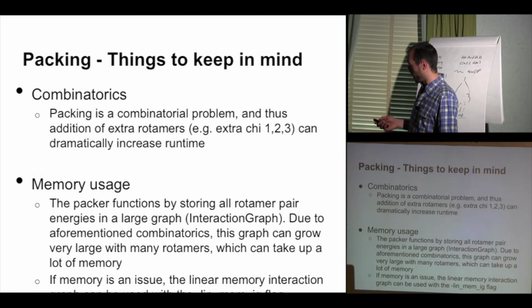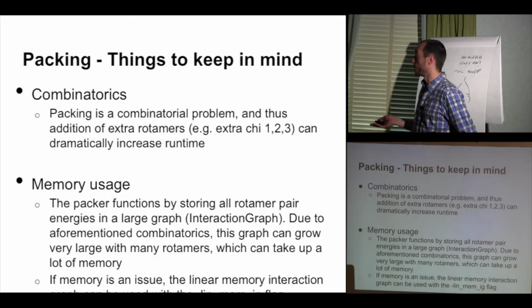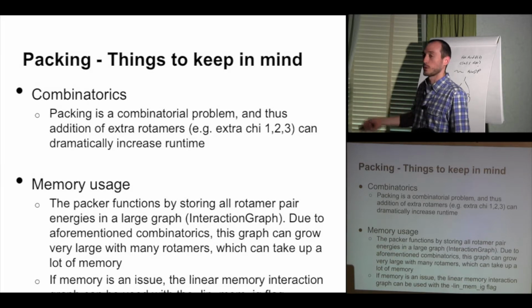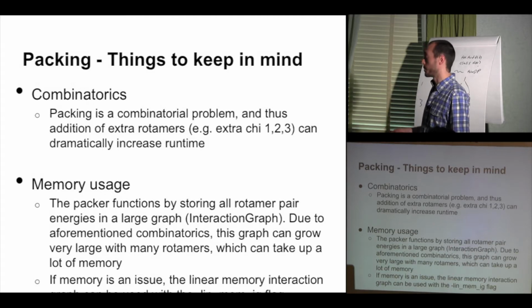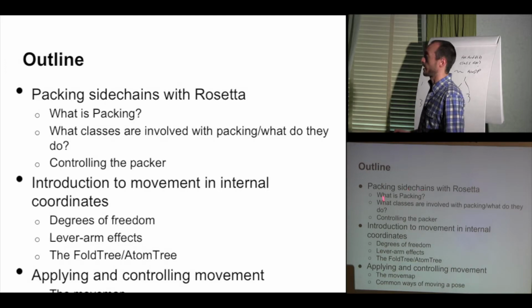FASTA sequence. So some things to keep in mind that I mentioned already. Packing is a combinatorial problem, and thus the addition of extra rotamers through extra chi, for example, can increase runtime and memory usage dramatically. The packer stores rotamer pair energies in an interaction graph. Andrew's going to go into detail about this later, so I'm not going to say too much about it. But suffice to say that lots of rotamers can lead to lots of memory. And Andrew might mention this later on. If memory is becoming an issue, I'll let him deal with that. Okay, so that's packing in Rosetta.